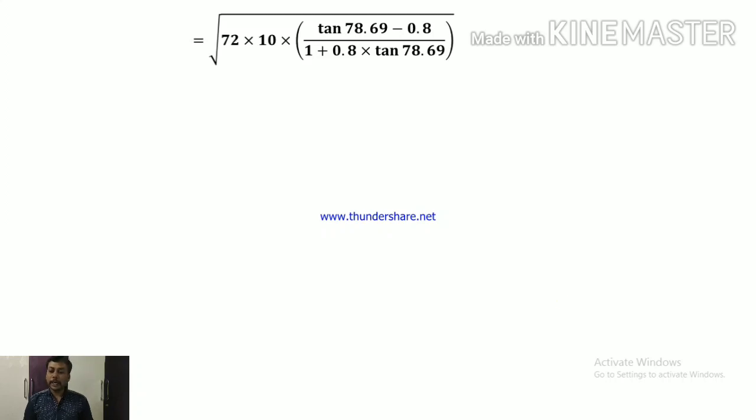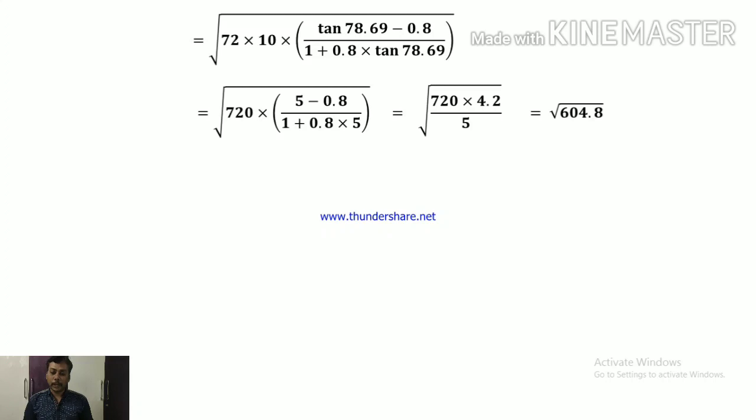Now tan 78.69, that is 5. So under root 720 into 5 minus 0.8 upon 1 plus 0.8 into 5. So if we solve it, we get under root 604.8. If we take the square root of this, we get 24.59 meter per second.